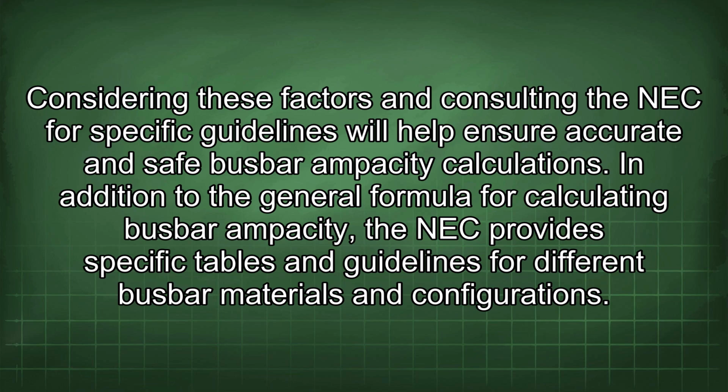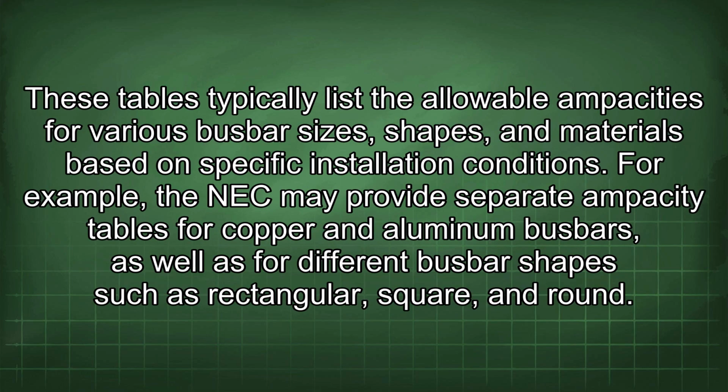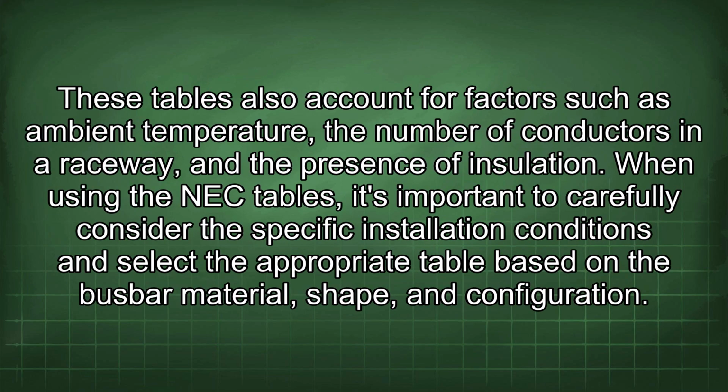In addition to the general formula for calculating busbar ampacity, the NEC provides specific tables and guidelines for different busbar materials and configurations. These tables typically list the allowable ampacities for various busbar sizes, shapes, and materials based on specific installation conditions. For example, the NEC may provide separate ampacity tables for copper and aluminum busbars, as well as for different busbar shapes such as rectangular, square, and round. These tables also account for factors such as ambient temperature, the number of conductors in a raceway, and the presence of insulation. When using the NEC tables, it's important to carefully consider the specific installation conditions and select the appropriate table based on the busbar material, shape, and configuration.